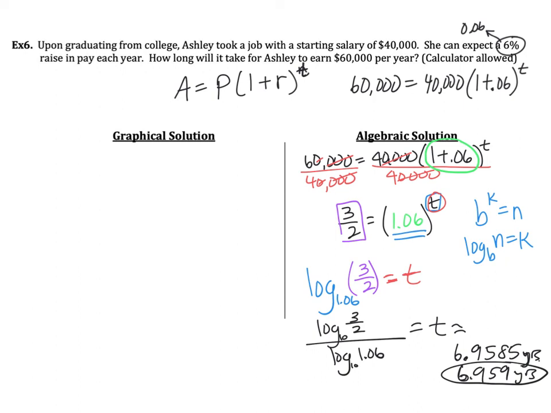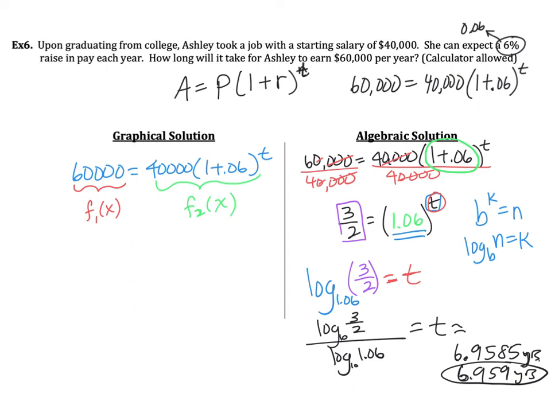So graphically, how could we do it? Well, you could take your same equation and you are going to take the left-hand side and put that into function 1. And you can take your right-hand side and put that into function 2. And you can sketch a graph to show where they intersect each other, right?